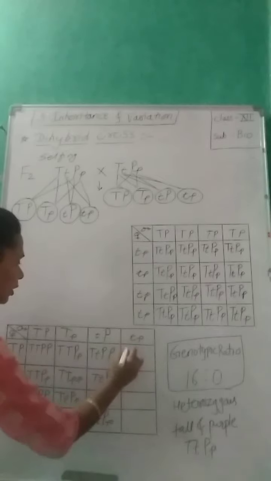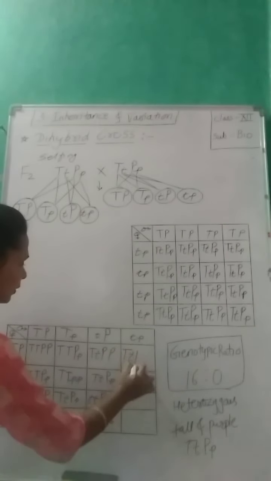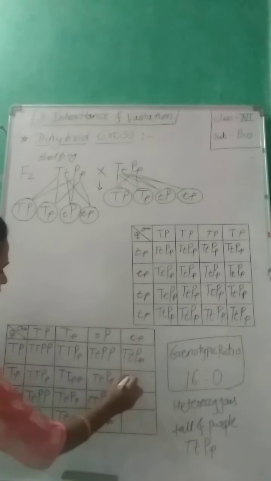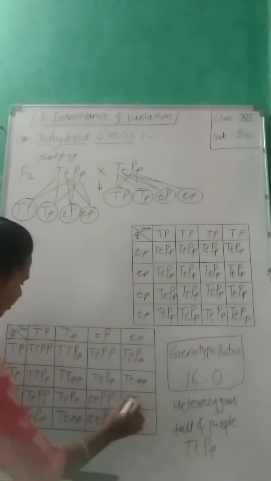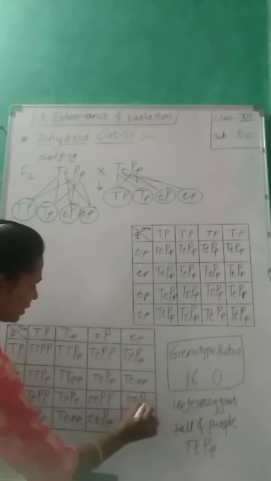Here also both are dwarf, and one is purple, another one is white. Okay, here one is tall, another one is dwarf, and one is again purple and another one is white. Here T, one is tall, another one is dwarf, and both are dwarf. Here both are dwarf and one is purple, another one is white. Here we can write down both are dwarf and both are white.